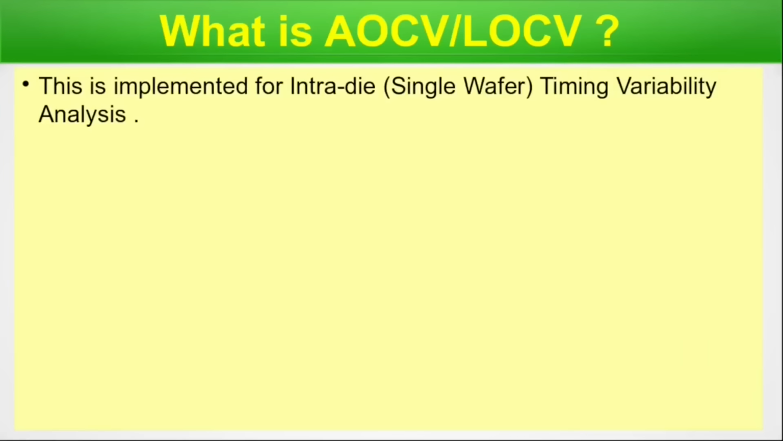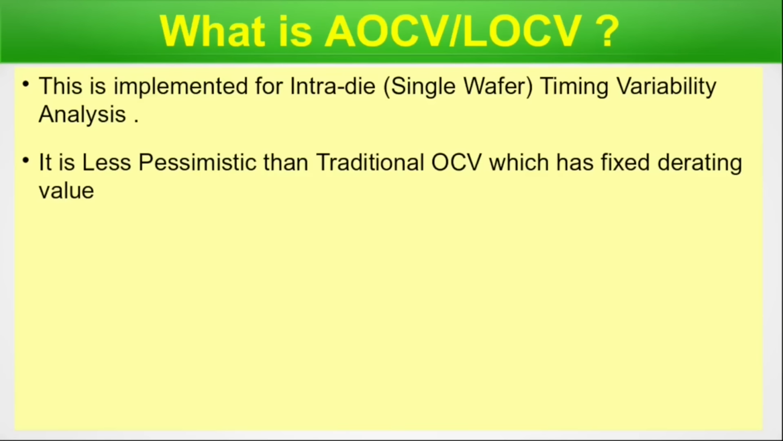What is AOCV or LOCV? This AOCV is implemented for intra-die, that is, single wafer timing variability analysis. This point is very much the same as the OCV. However, it is less pessimistic than the traditional OCV, which has a fixed derating value. That means the derating is a kind of constant everywhere for every gate, and it does not have any kind of distance or path relationship. It's just a static number.